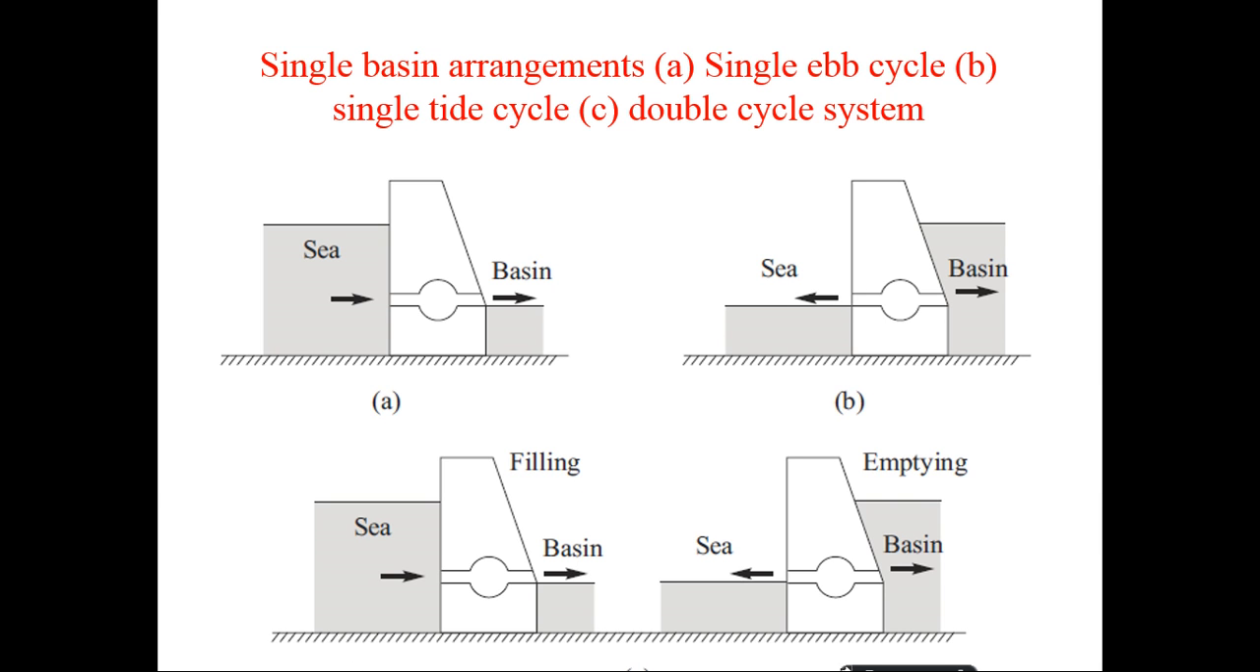Similarly, we have a single basin arrangement. We are having the sea and the basin. In the first case, the power is produced. If it is a two-way turbine, power is also produced in this fashion. And you can see that this is the filling and emptying of the basin.